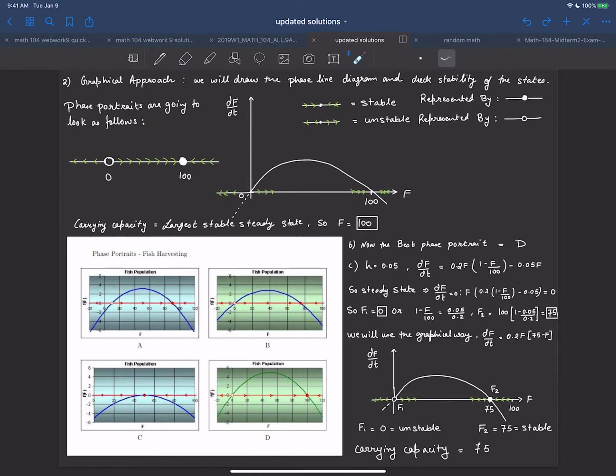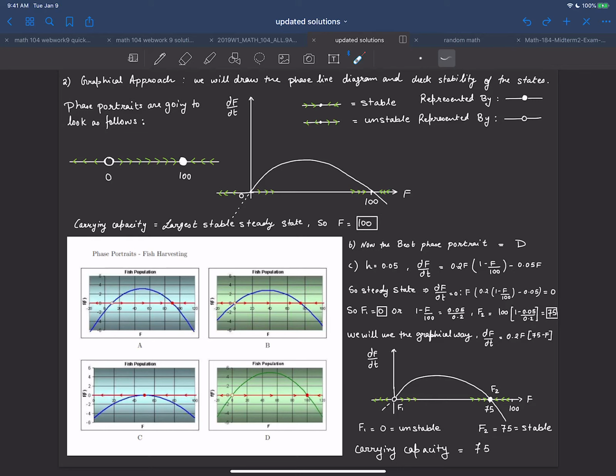The other thing the question is asking you is the actual carrying capacity. As biology majors, most people know the carrying capacity is the largest population value that it can safely sustain itself. In mathematics, it means the largest stable steady state. In this case, we had two steady states, 0 and 100. The only stable steady state is 100. So that becomes right away our carrying capacity.